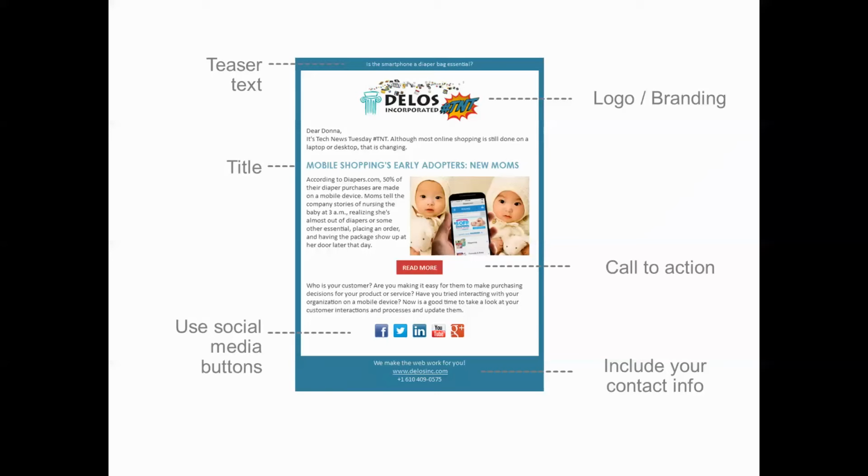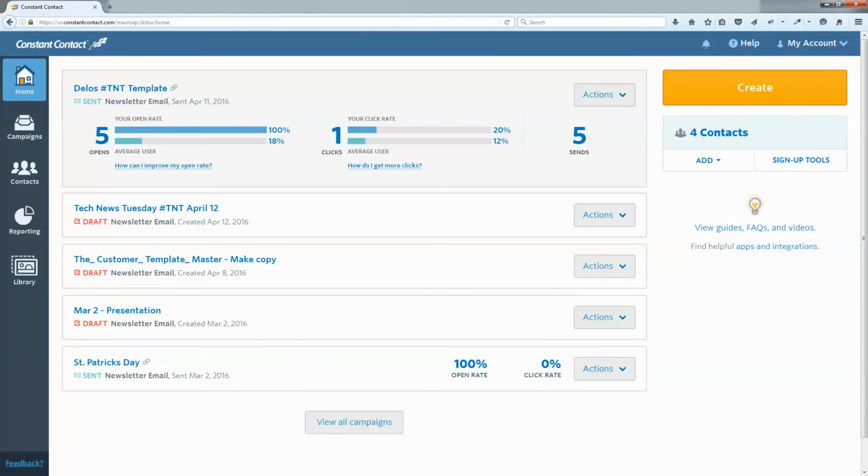So if you're in our Constant Contact program, we've created a template for you that matches your branding. If not, I recommend that you create a template first. Constant Contact lets you do that. But we're going to start from how do you create an email from your template?